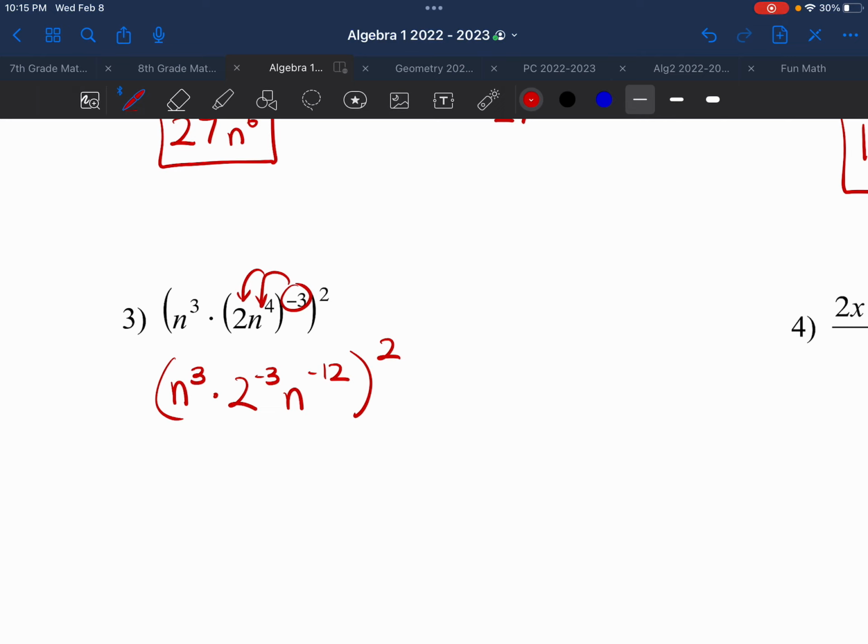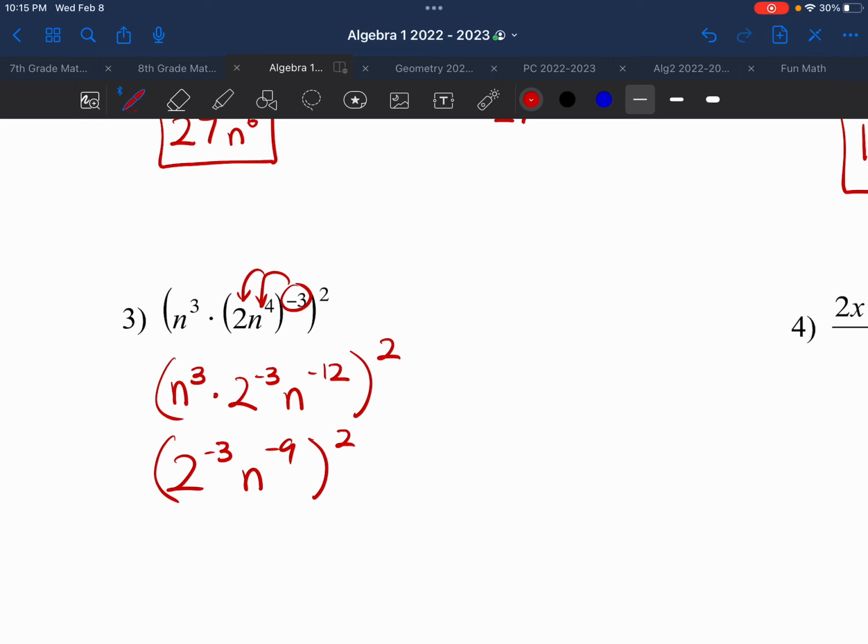From here, I'm going to multiply n and n. Oh, they're the same base, which means I'm going to add their exponents 3 and negative 12. So from that, I have still this 2 to the negative 3, and now I have n to the power of, okay, adding 3 plus negative 12 is negative 9. And this is all still to the power of 2.